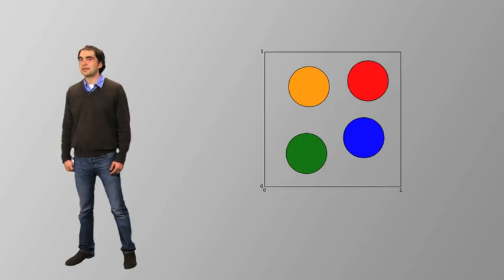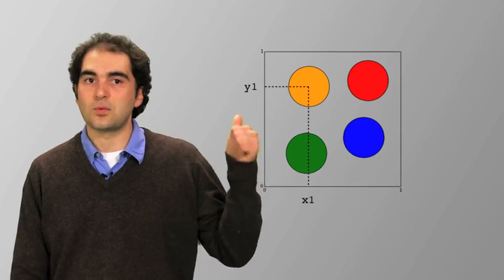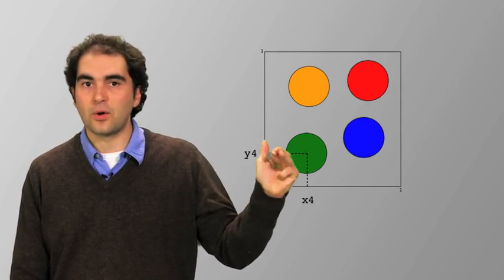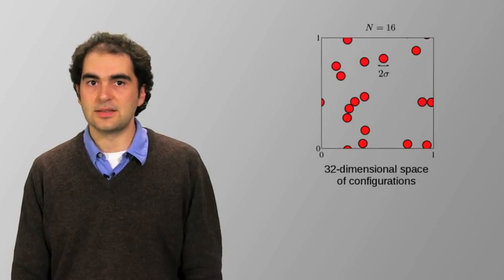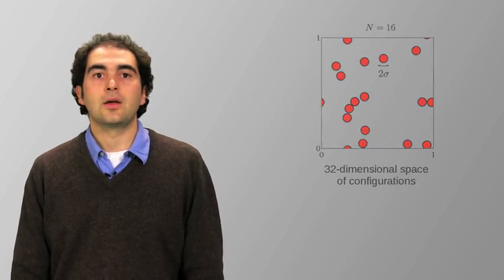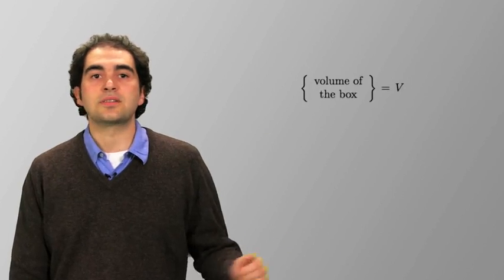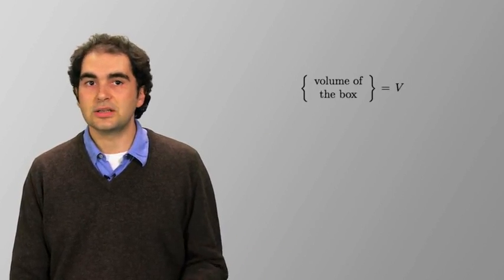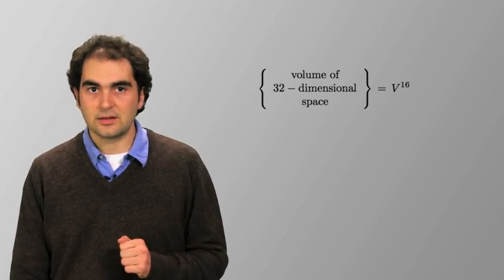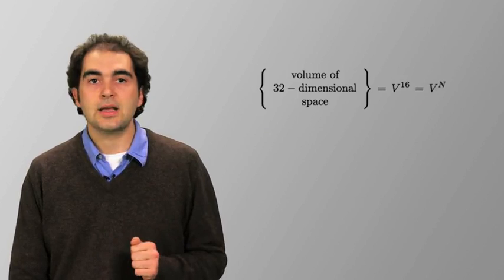Michael spoke a few minutes ago about the 8-dimensional space of configuration of 4 disks. These configurations are described by the 8 coordinates of the disk: x1, y1, x2, y2, x3, y3, x4, y4. Here we have 16 disks, which means that the dimension of the space is 32. Furthermore, if our box has a volume or an area equal to V, the 32-dimensional space has a volume V power 16, or V power n, where n is the number of disks.